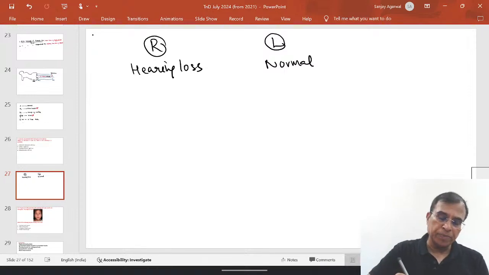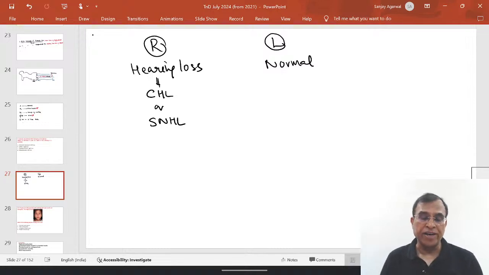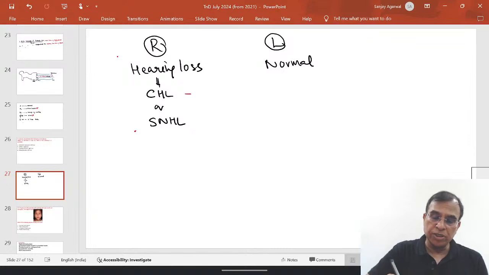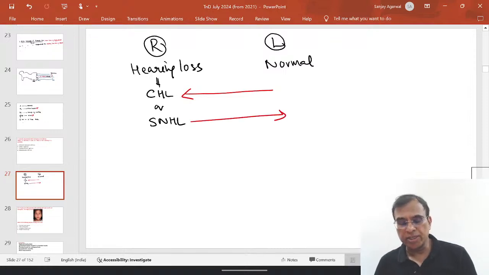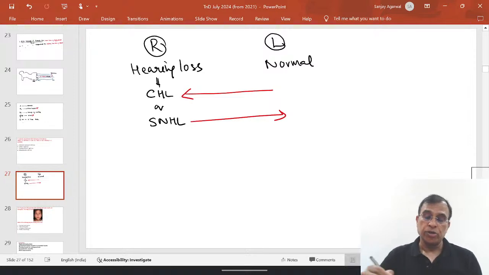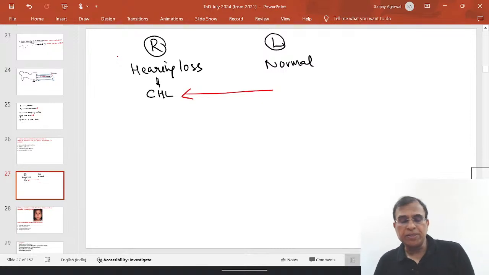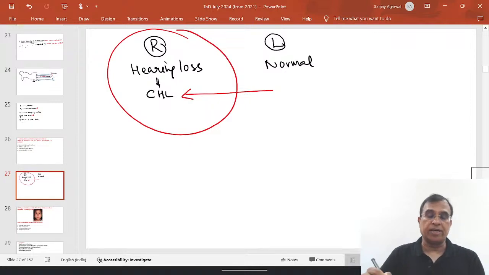Now this could be either CHL or SNHL. We don't know what type of hearing loss it is, 2 types, either CHL or SNHL. Now the finding of Mbbs is given. Mbbs in CHL goes to the same side, it will come to this side. Mbbs in SNHL will go to this side. And the second line of the question says Mbbs is lateralized to the right ear. That means not this one, so this is not possible. That means a disease which is causing CHL in the right ear has to be the correct answer.